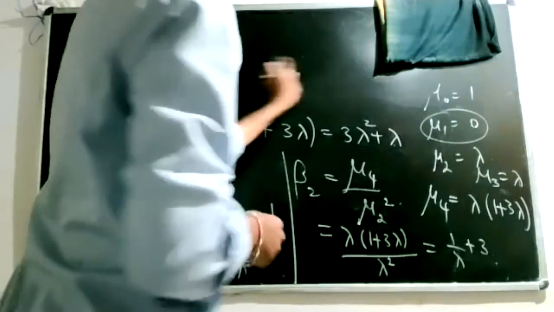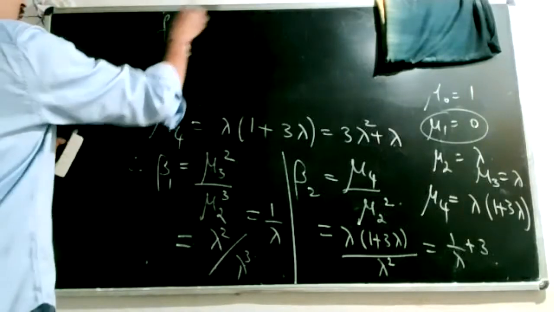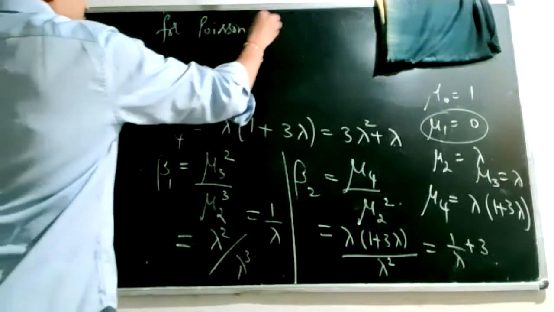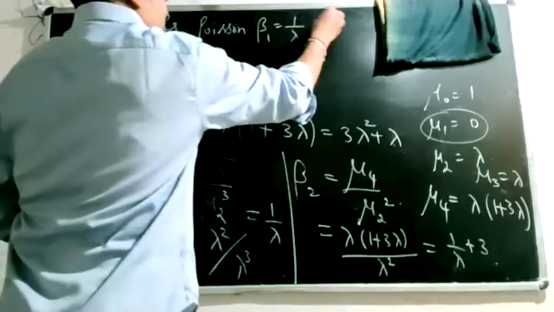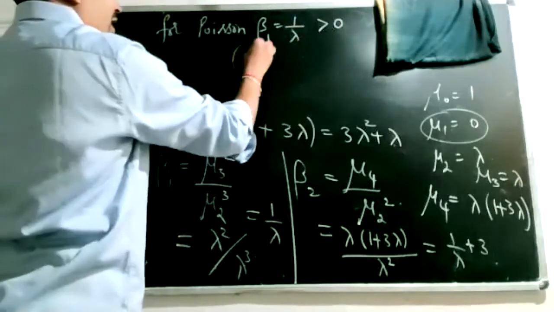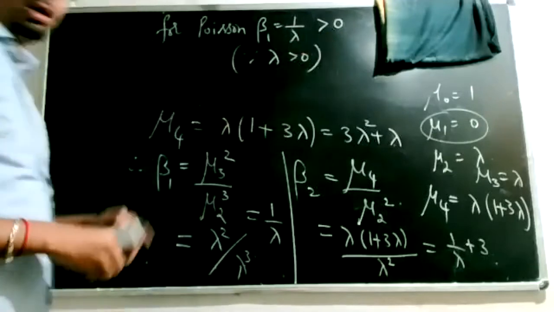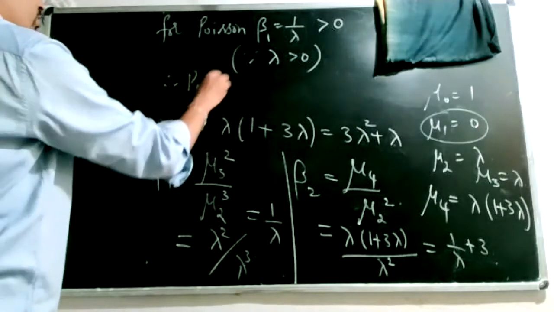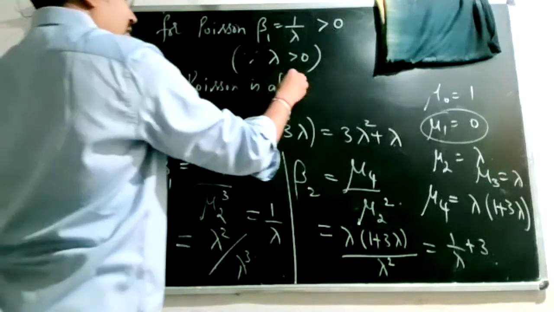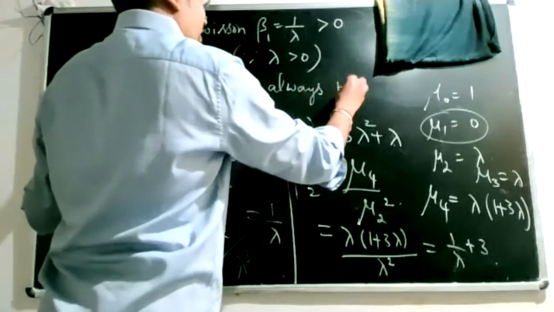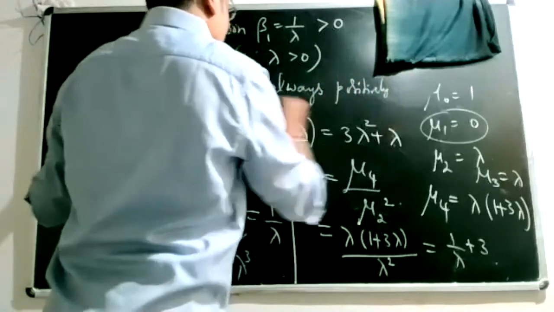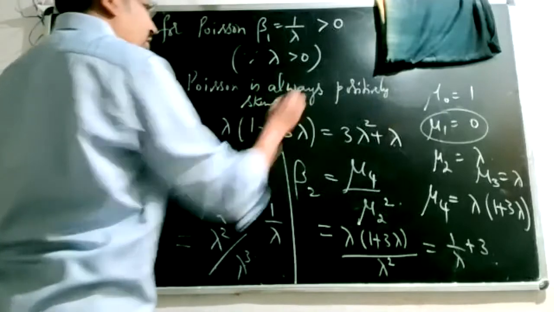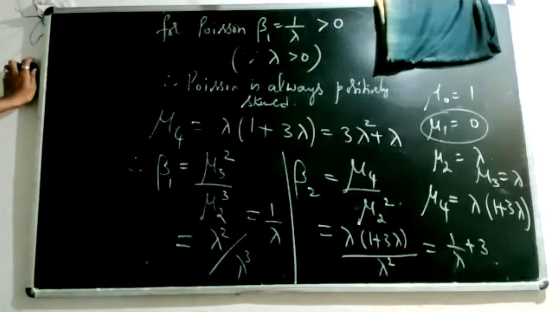So what is the conclusion for Poisson? Beta 1 is 1 by lambda, which is always greater than 0, because our lambda is always greater than 0, so 1 over lambda is also always greater than 0. Therefore, the Poisson distribution is always positively skewed. We had observed this in the very first class of Poisson, where I had shown you various shapes of Poisson for different values of lambda. Now this is the theoretical proof for that.